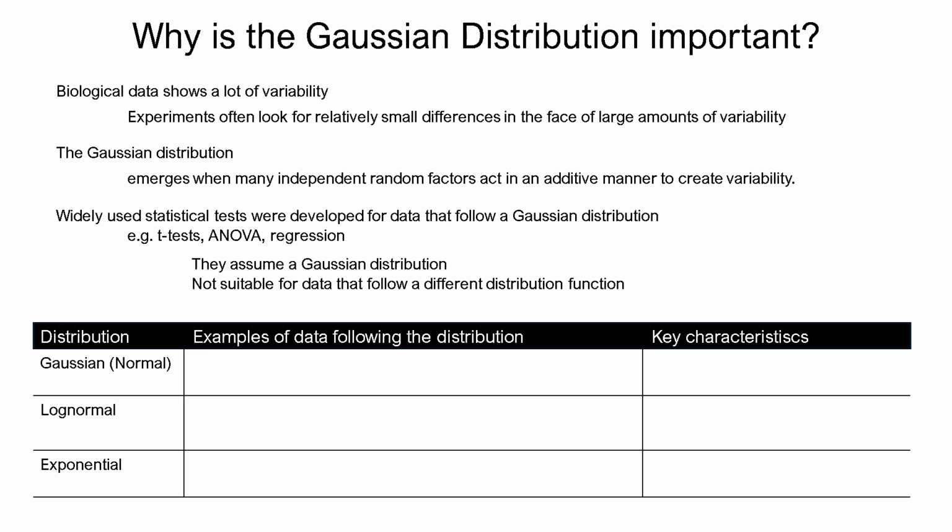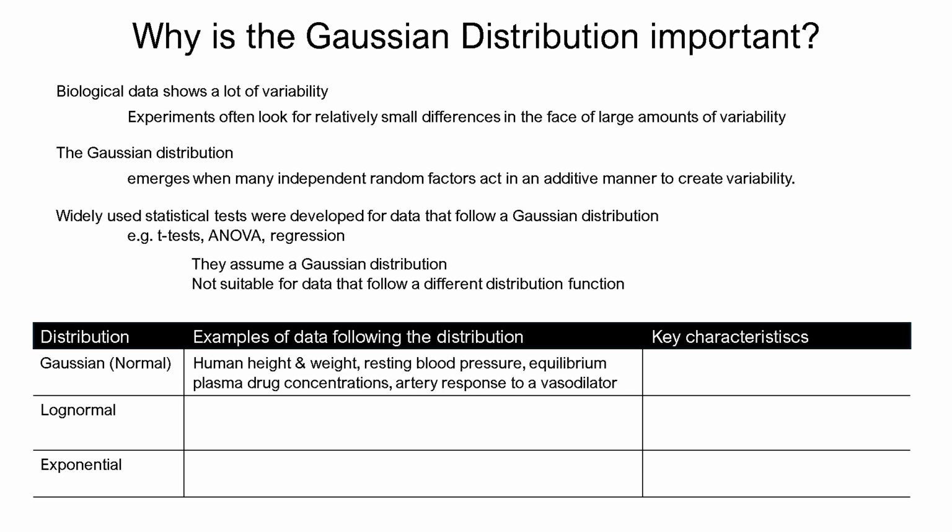Examples of data following Gaussian behaviour are the heights and weights of human populations, resting blood pressure, equilibrium plasma concentrations of drugs, and tissue responses to drugs such as vasodilation. The distributions of these parameters follow a bell shape with symmetry around a central point.